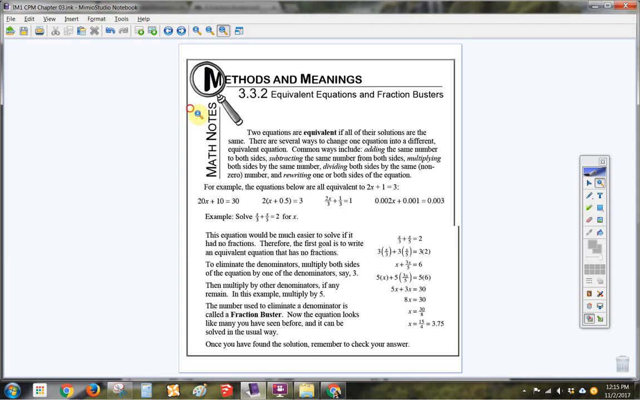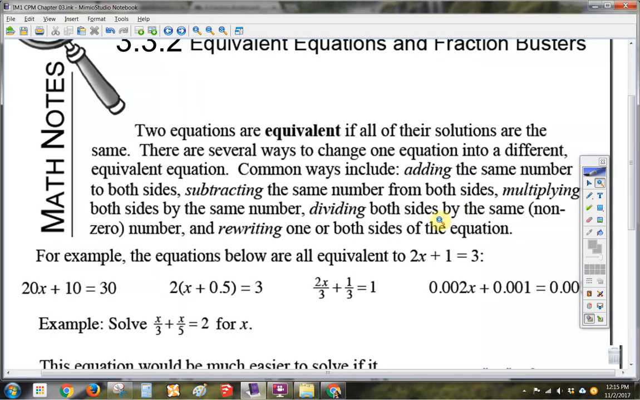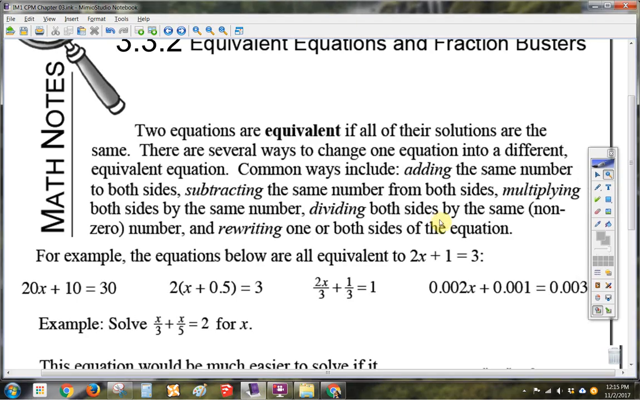Let's back off that a little bit. Two equations are equivalent if all their solutions are the same. There are several ways to change one equation into a different equivalent equation. Common ways include adding the same number to both sides, subtracting the same number from both sides, multiplying both sides by the same number, dividing both sides by the same number, and rewriting one or both sides of the equation.